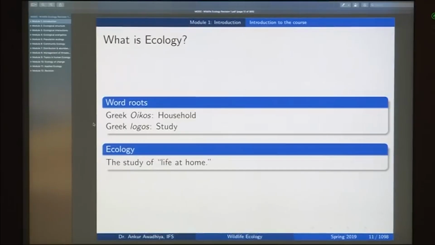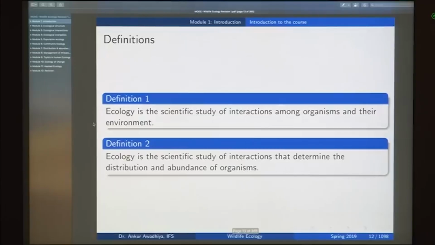Then we began with the definition of ecology. Oikos is household, logos is study. So this is the study of life at home, or the scientific study of interactions among organisms and their environment, or the scientific study of interactions that determine the distribution and abundance of organisms. In the first case we are talking about interactions, so we are talking about population ecology, community ecology, ecosystem level ecology, and we are looking at different interactions.